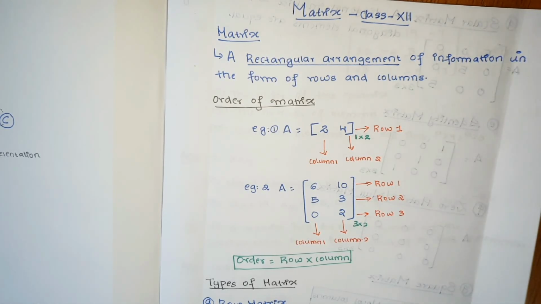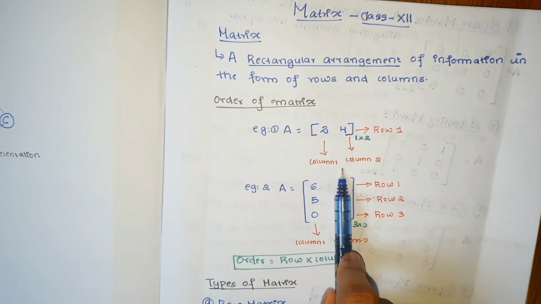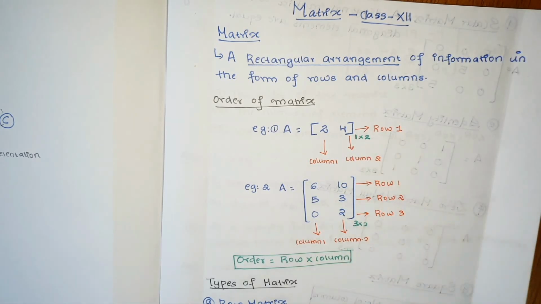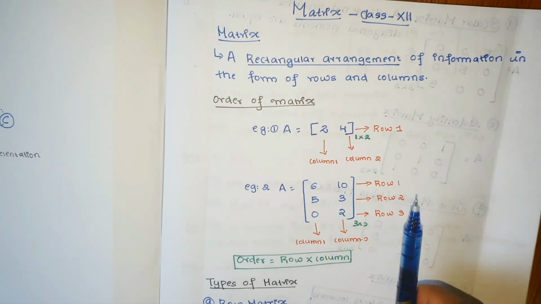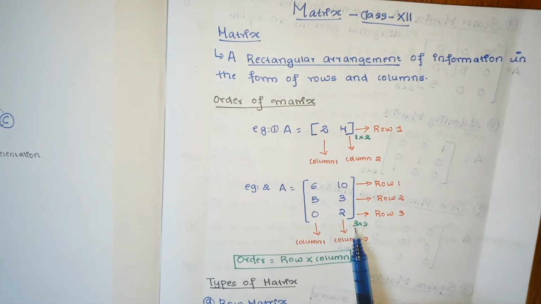Next we can study what is the order of the matrix. The order of the matrix means rows into columns. So here how many rows does it have? It has 1 row and 2 columns. So what is the order of the matrix? 1 by 2. Next, here how many rows and how many columns? Rows are 1, 2, 3. So 3 by how many columns? 3 by 2.